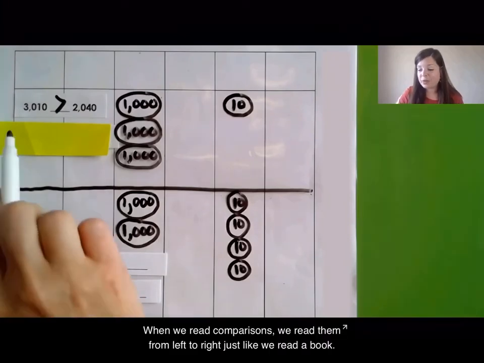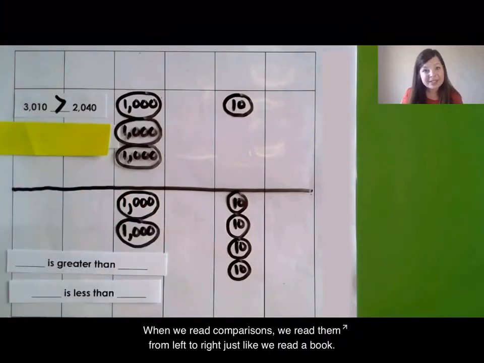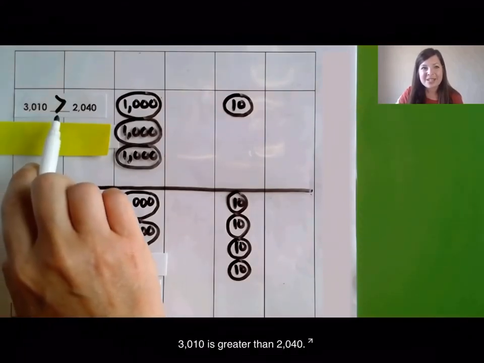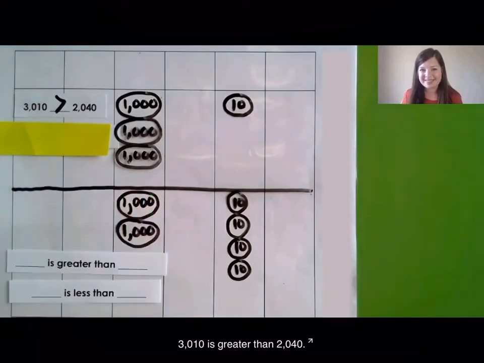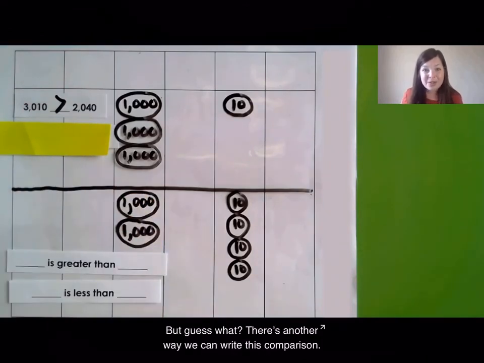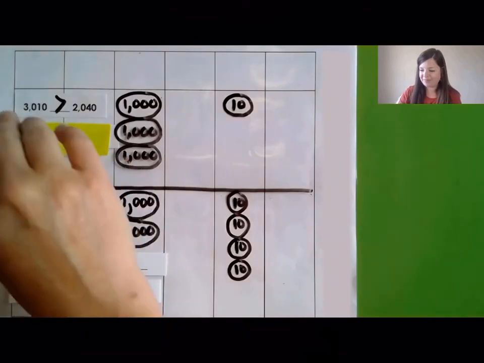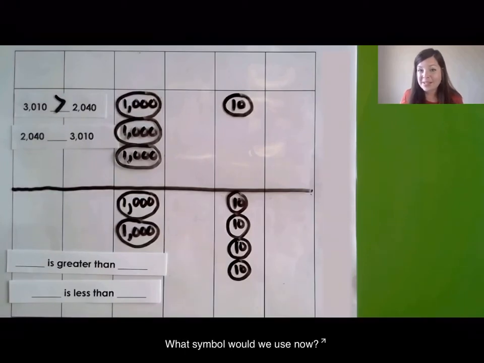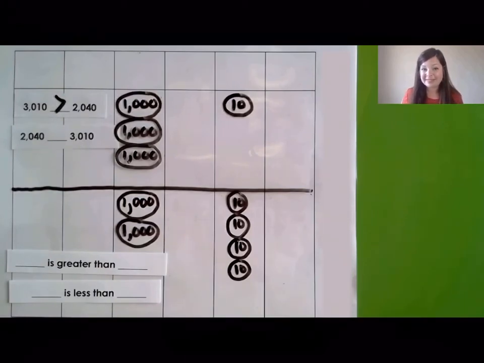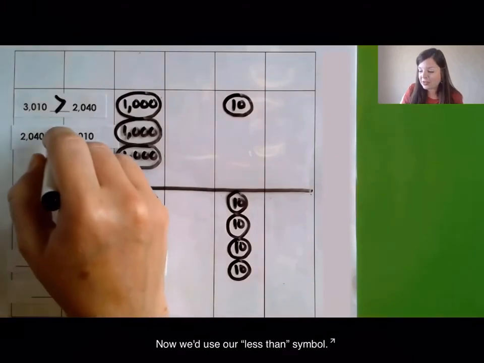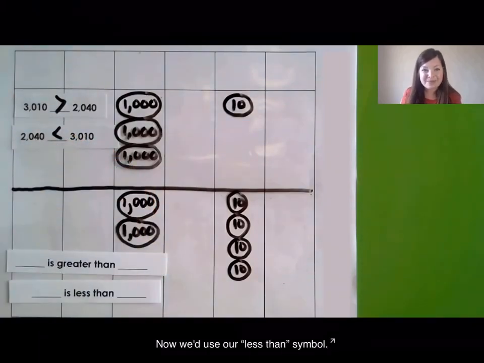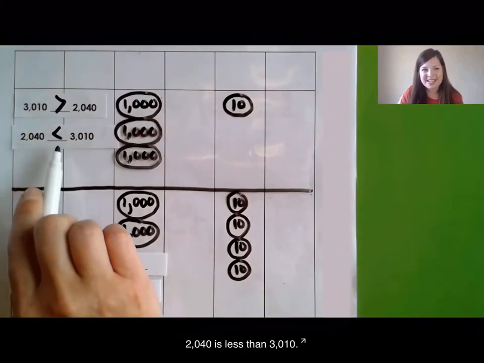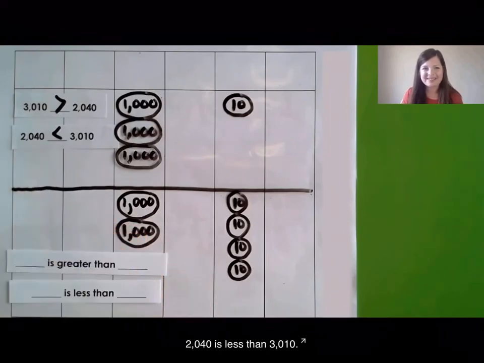When we read comparisons, we read them from left to right, just like we read a book. Let's read this comparison out loud. 3010 is greater than 2040. But guess what? There's another way we can write this comparison. What symbol would we use now? Now we'd use our less than symbol. Let's read this comparison out loud. 2040 is less than 3010.